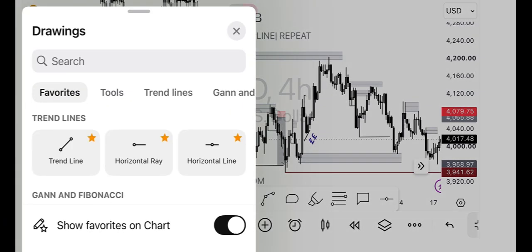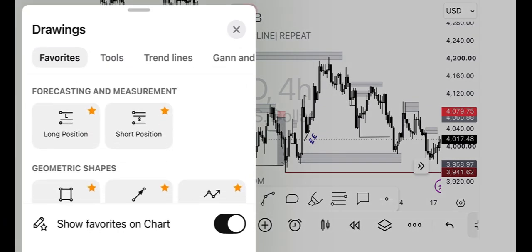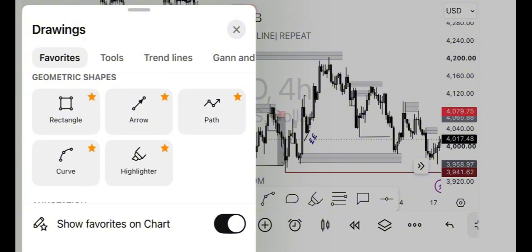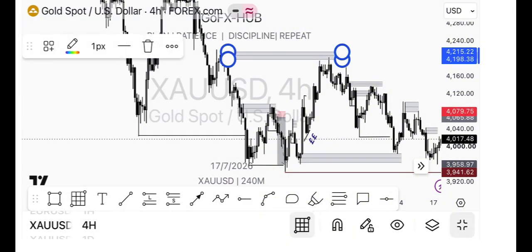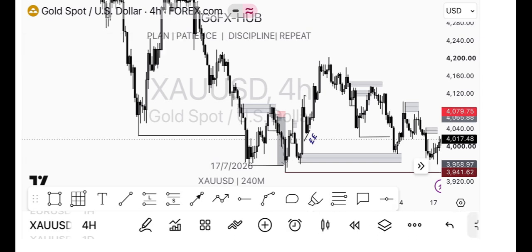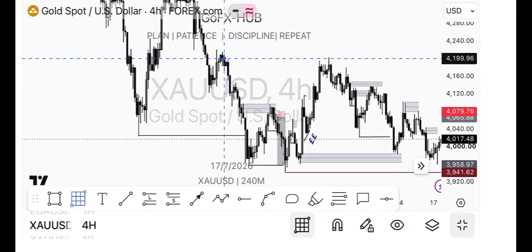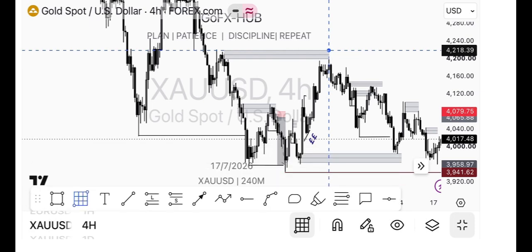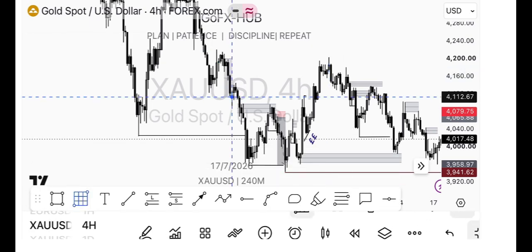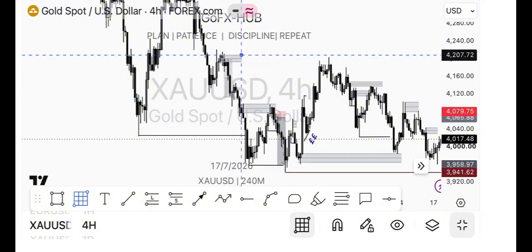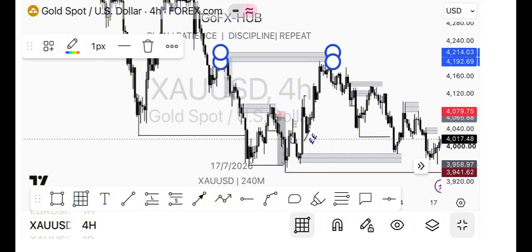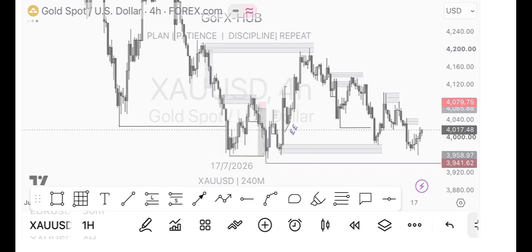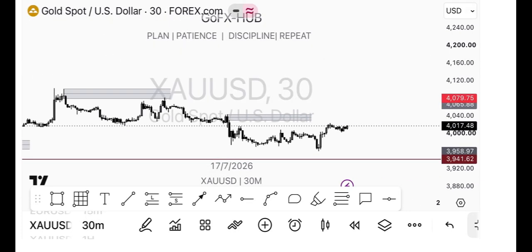I was expecting a mitigation at this level here. And the market came here. This was around the 3rd of July, and we move forward to the 30 minutes, so we can see the perspective of the market from there.